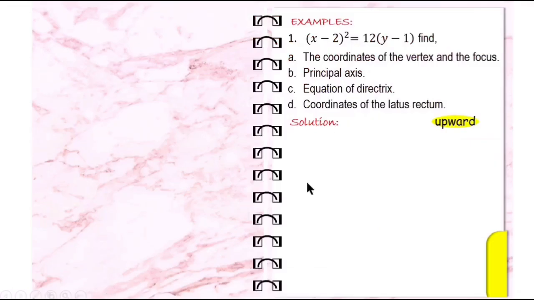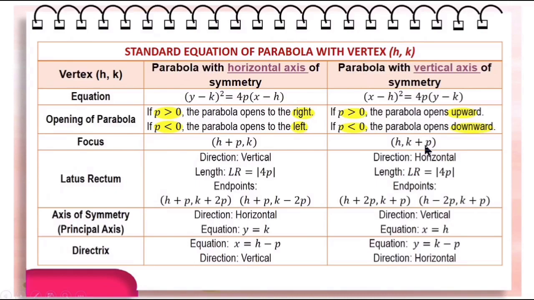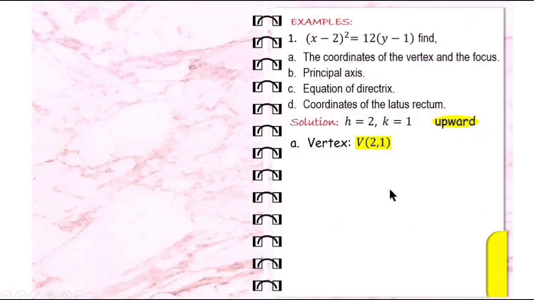To determine the vertex, we need h and k. And this can be found in the given equation, where h is equal to 2 and k equals 1. So the vertex is (2, 1). To determine the focus, we first need to find the value of p, which can also be found sa given equation by simplifying the value of 4p. In the equation, 4p is equal to positive 12. To solve for p, divide the equation by 4. So p is equal to 12 divided by 4 is 3.